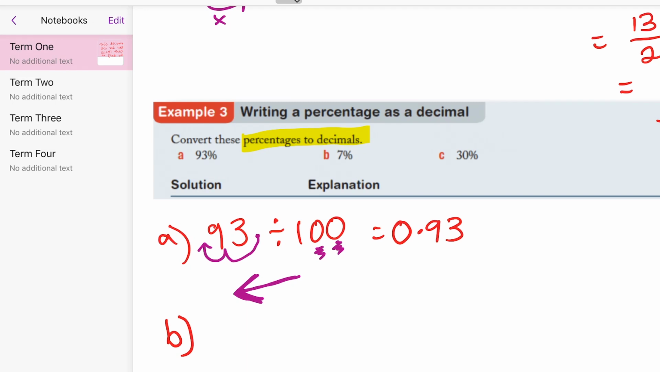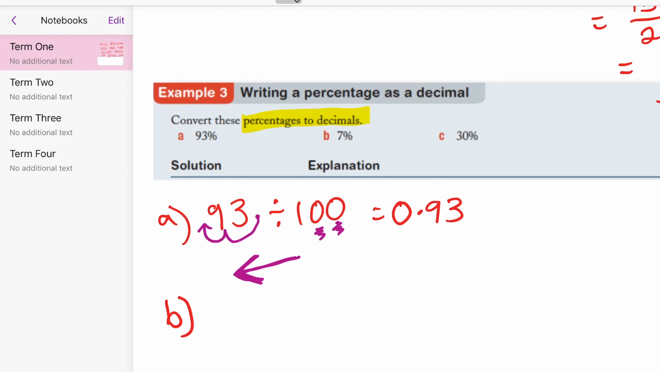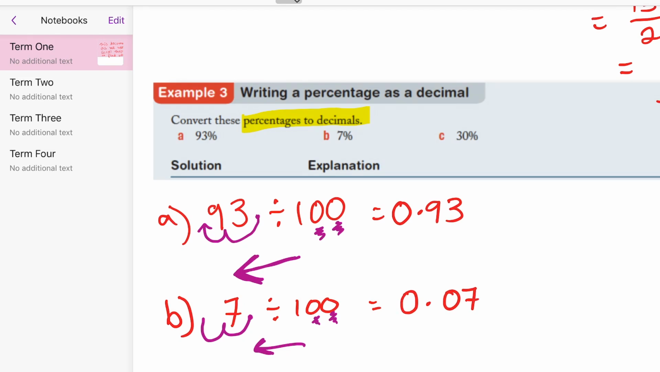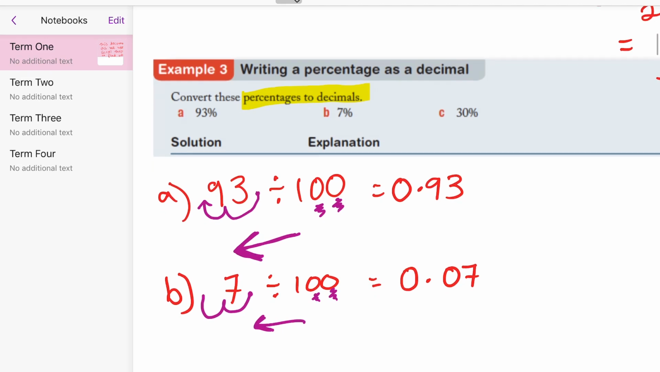For B, we've got 7%. So that's going to now be 7 divided by 100. Remember, 2 decimal places are being moved because of the 2 zeros. I'm jumping to the left. 1, 2. Now I have a space to fill. So it's 0.07 as a decimal, so the percentage to decimal.